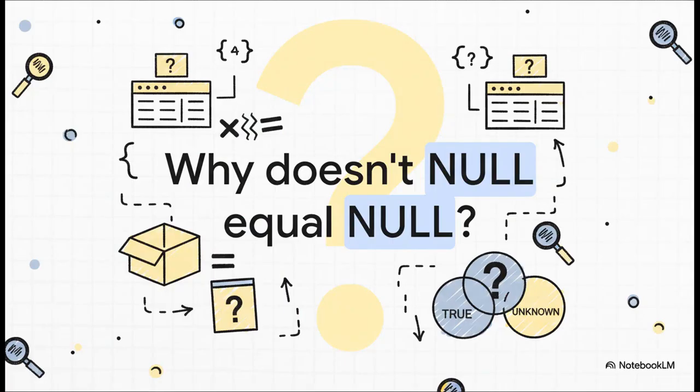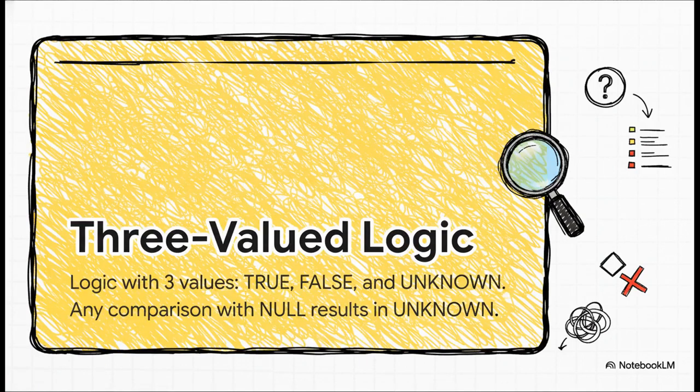So this leads us to the big, mind-bending question of the day. Why isn't an unknown value considered equal to another unknown value? The answer is, we have to think with a different kind of logic. See, in our normal world, things are either true or false. Simple. But SQL plays in a different sandbox. It uses a 3-valued logic system: true, false, and unknown.